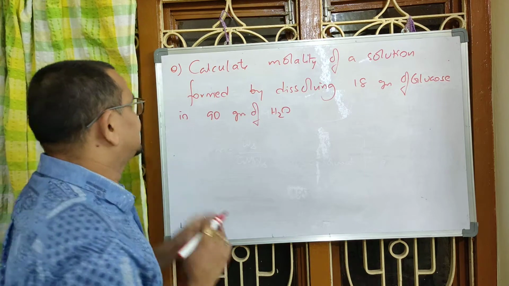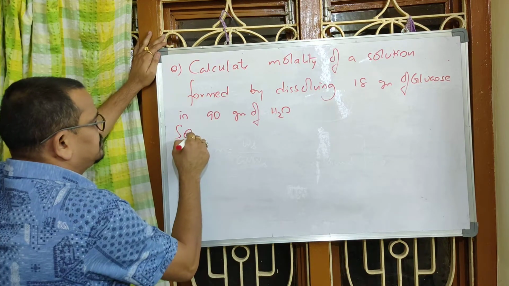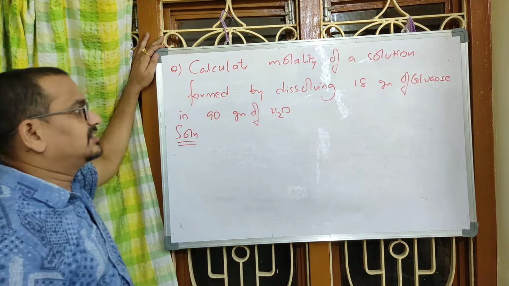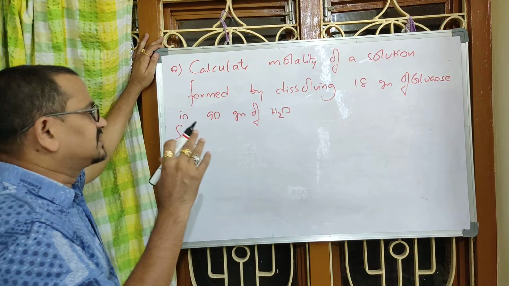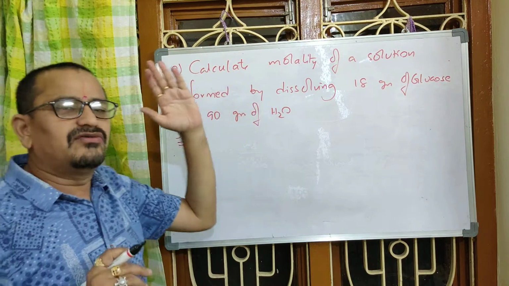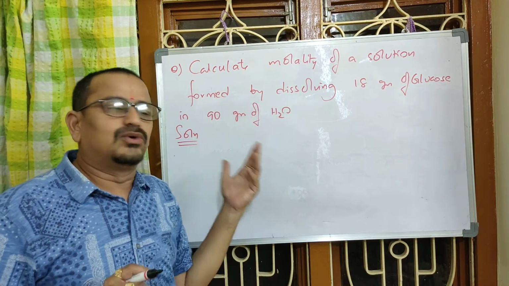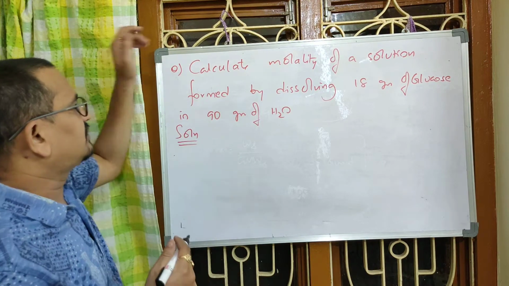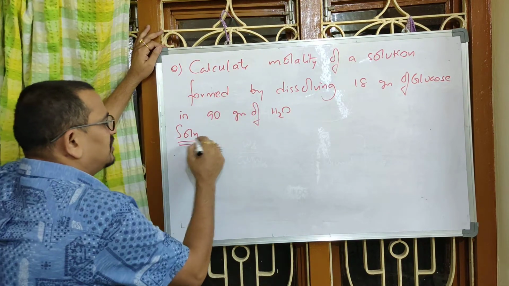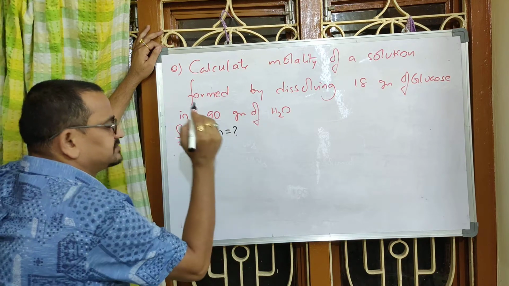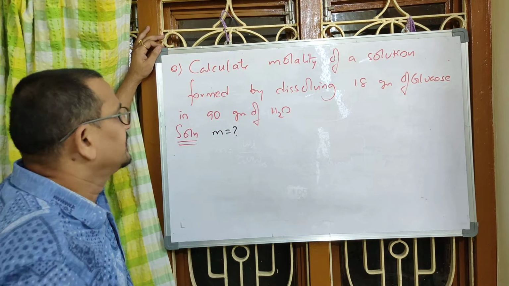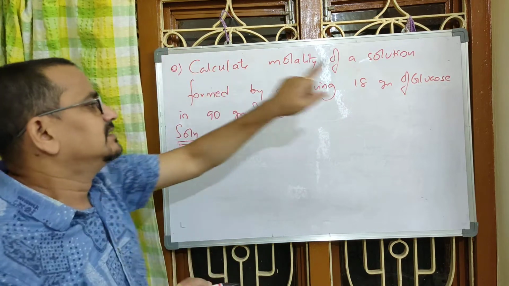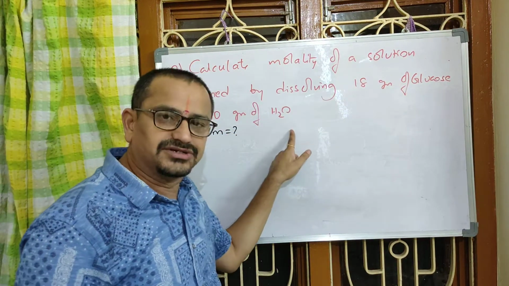Now what to do? I told you already, whenever a numerical is given, you read the question once or twice and notice what value is given for calculation and what are the values given as a hint, and find the formula between them. What value is asked to calculate? Molality is asked to calculate. We don't know the molality value. It is formed by dissolving 18 grams of glucose. See, glucose is dissolved in water.